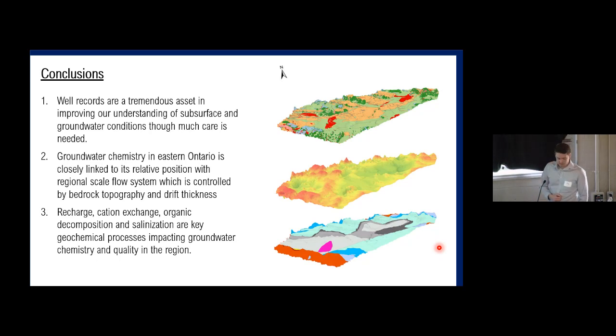And again, I'm reiterating essentially what Laura had identified too, with respect to the main geochemical processes in Eastern Ontario affecting groundwater chemistry being recharge, cation exchange, organic decomposition, and salinization as well.